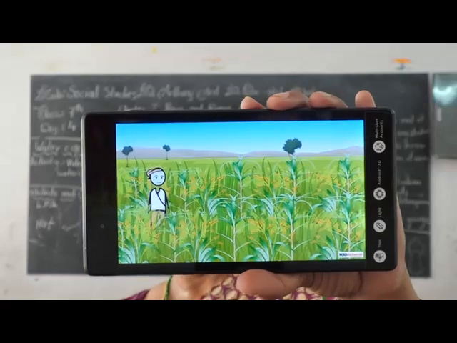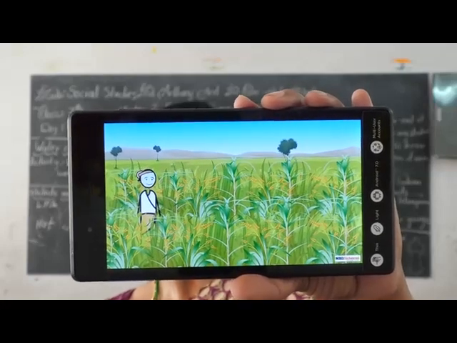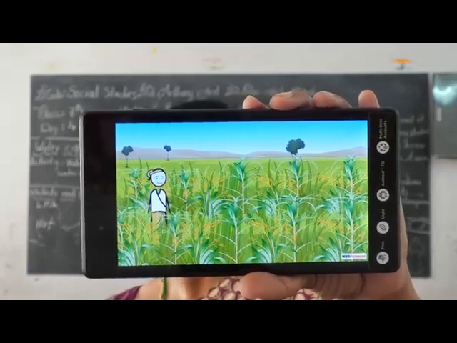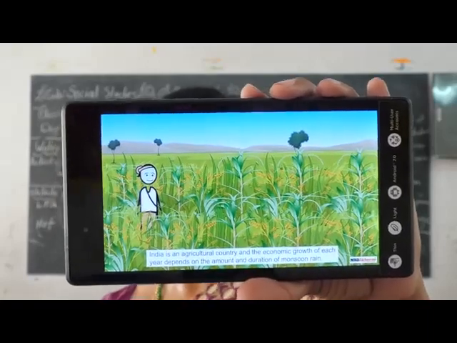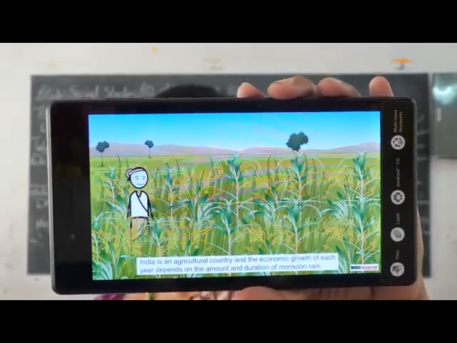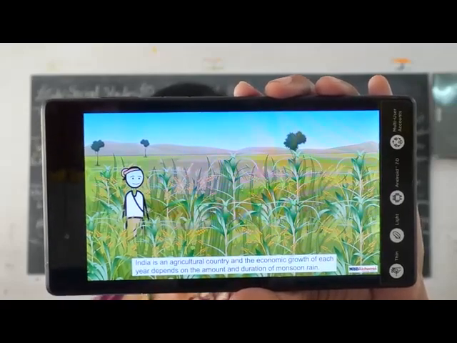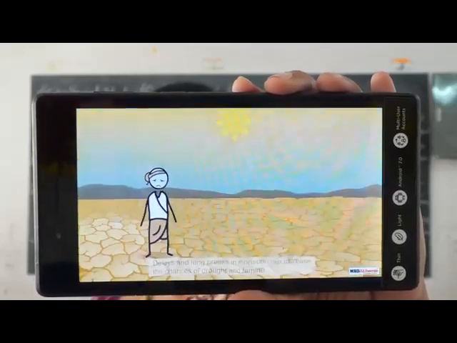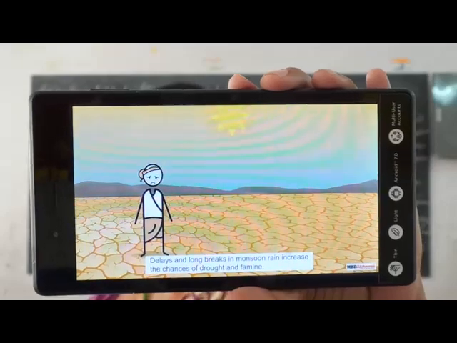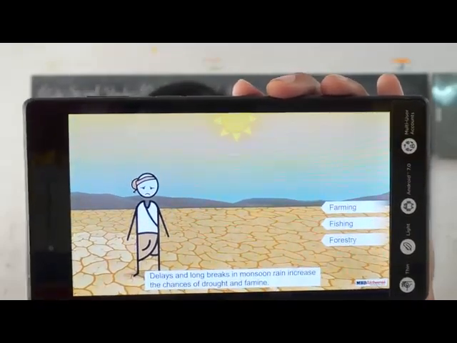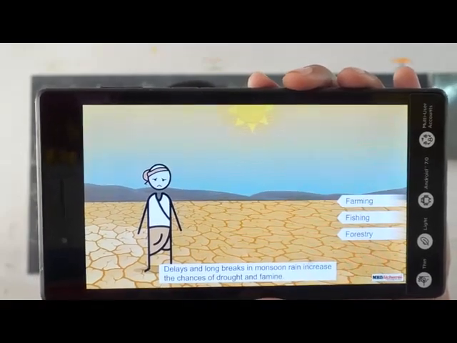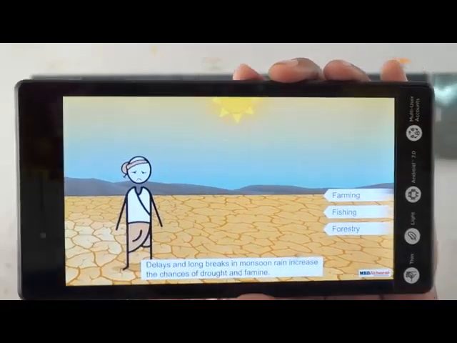The arrival of the monsoon rain in India is the most satisfying and joyous moment for the people of India. This is more because India is an agricultural country and the economic growth of each year depends on the amount and duration of monsoon rain. Delays and long breaks in monsoon rain are dangerous for basic occupations such as farming, fishing and forestry. This is because chances of drought and famine increase.